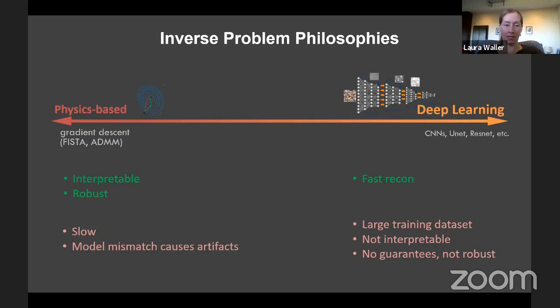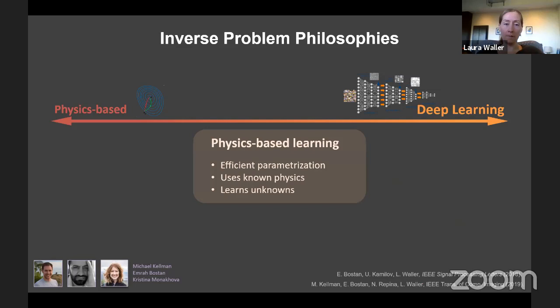So where we wanted to go is trying to do best of both worlds, to use the physics we know and learn the stuff that we don't know. And physics-based learning, I think, is a really interesting and popular topic these days in computational imaging. And for us, we've seen that it gives us a lot of efficient parameterization. I like to think of it as using the known physics to design the architecture of the neural network such that it becomes really efficient. We can get away with orders of magnitude less training data to get a high quality result. So you use the physics you know and learn the stuff you don't know. And that just seems more academically satisfying to me than trying to learn everything with deep learning.